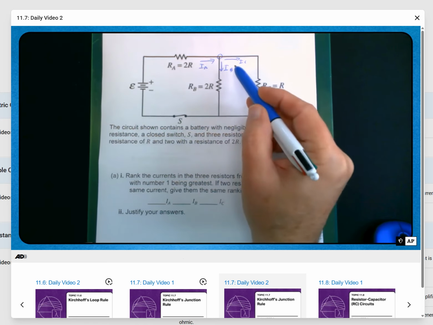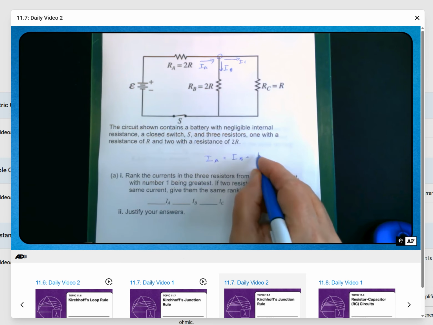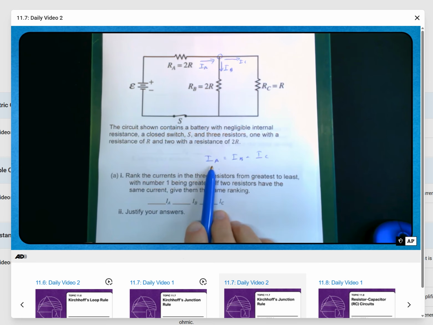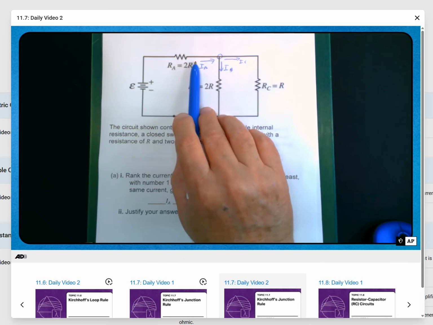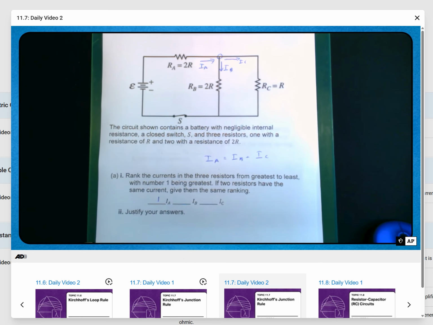And according to Kirchhoff, IA is equal to IB plus IC. Well, clearly IA is the largest. If these two have to be added up together to get IA, then IA must be the largest current. We can also say that all of the current is going through resistor A, and all is greater than any part. So the highest current is the current through resistor A.